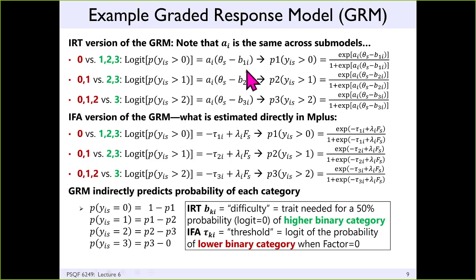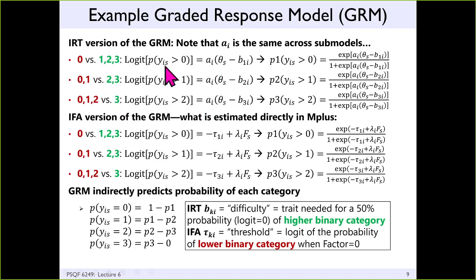Each submodel, though, does get its own B. So these B's, unlike the models that will come after them, are interpreted in the exact same way that the B's are in binary data. It's the trait level needed to get to a 50-50 probability. What it's the 50-50 probability of depends on which submodel you're in. So B1 is the trait needed to get from 0 to something greater than 0. B2 is the trait needed to get to 2 or 3. And B3 is the trait needed to get to 3.